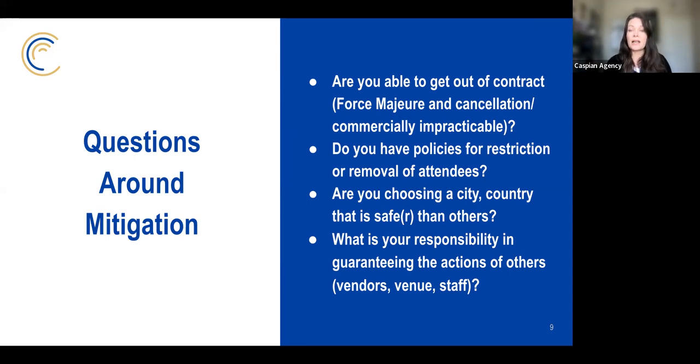Are you choosing a city or a country that is safer than others? And by safer, I mean also in the political realm, because as we've noted, right now California has 18 states that California state employees cannot travel to because of the political positions of other states. So safer can mean a host of different definitions. And what is your responsibility to mitigate or guarantee the actions of other vendors, venues, and staff, creating that safe space or just general professional conduct and standards?